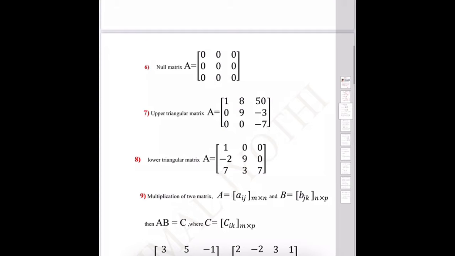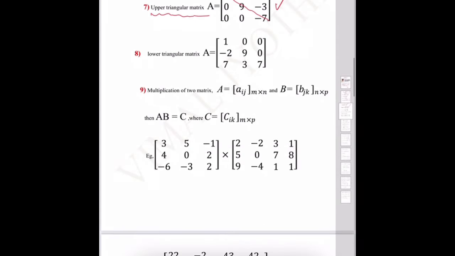Then null matrix. If all the entries are zero, then it is called a null matrix. Then upper triangular matrix. If below the diagonal elements all entries are zero, it is called an upper triangular matrix. Then lower triangular matrix. If above the diagonal elements all entries are zero, it is called a lower triangular matrix.